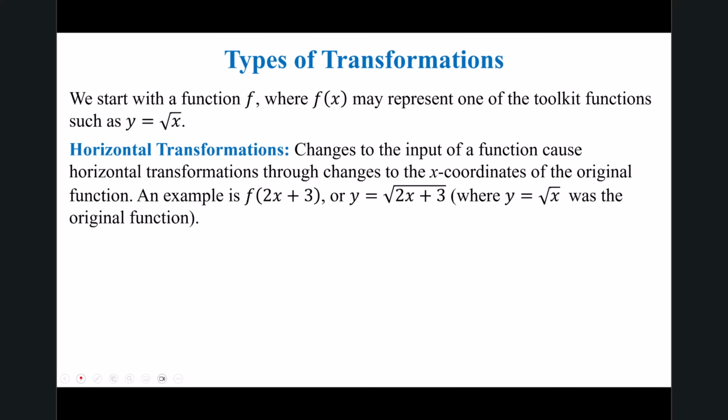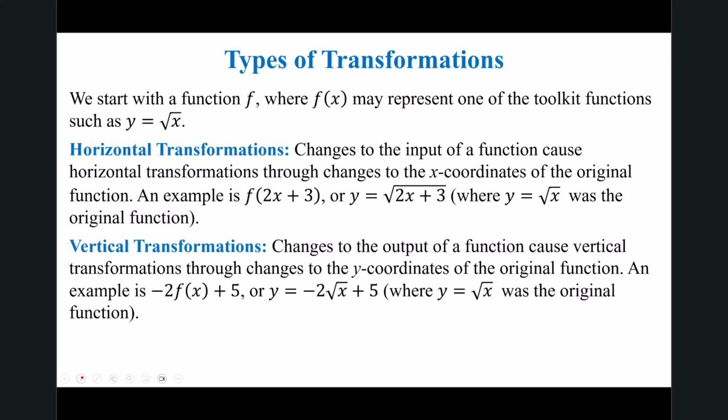Horizontal transformations, changes to the input of a function, cause horizontal transformations through changes to the x coordinates of the original function. One example would be f of 2x plus 3, or y equals square root of 2x plus 3, where y equals square root of x was the original function. A vertical transformation comes from changes to the output of a function, or the y coordinate of the original function, like negative 2 times f of x plus 5, or y equals negative 2 square root of x plus 5, where y equals square root of x was the original function.